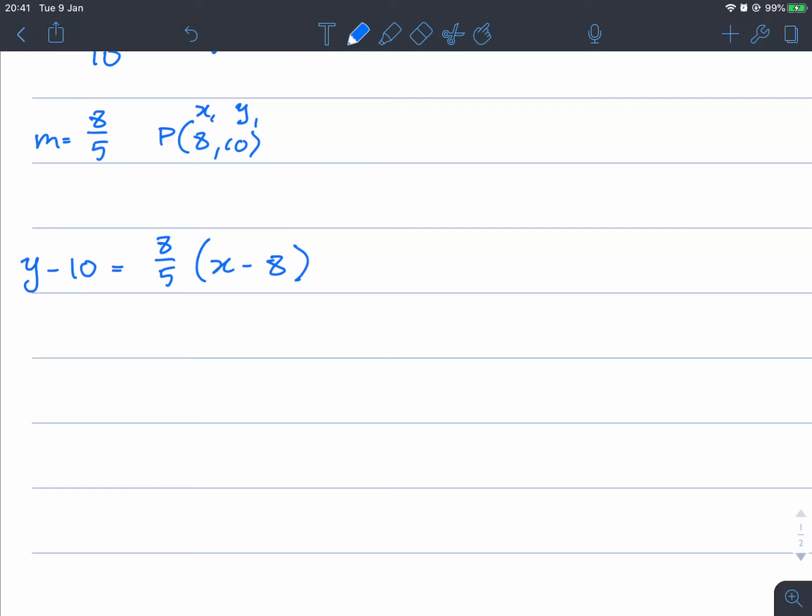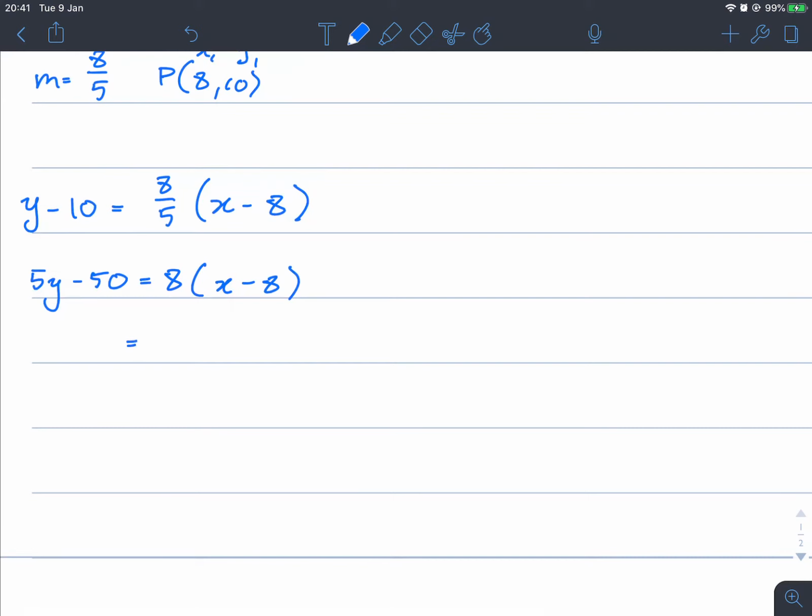I'm going to multiply everything by 5. So we get 5y minus 50 equals 8 outside, x minus 8. Expanding this, we get 8x minus 64. Now, since 8x needs to be positive, I'm going to move this to the right hand side as well as the 5y. Okay, so nothing will be left on the left hand side.